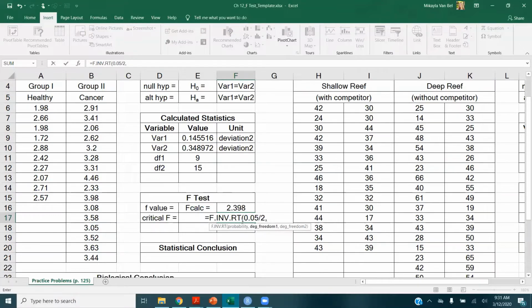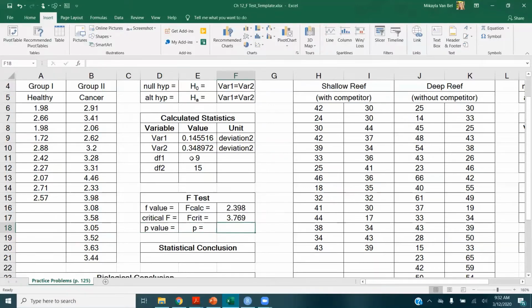Degrees of freedom 1 is the degrees of freedom of the numerator. The numerator we used was var2. So the first argument for the critical F value will be the second degrees of freedom we found. The degrees of freedom 2 is the degrees of freedom of the denominator. The denominator of our F-calc value was from group 1, so we will use degrees of freedom 1. That will give us 3.769.